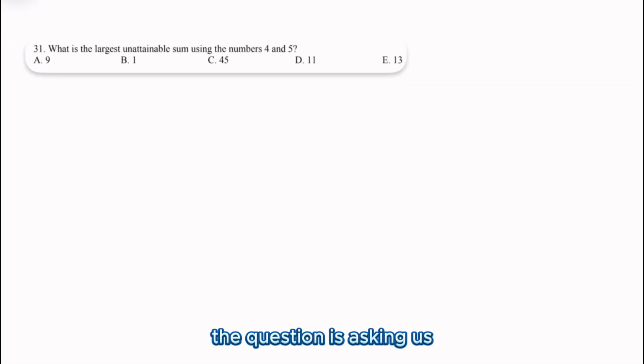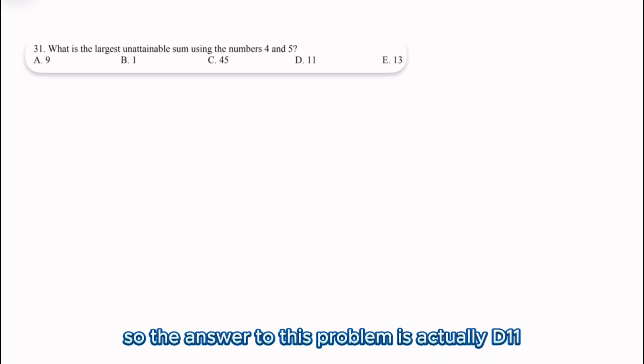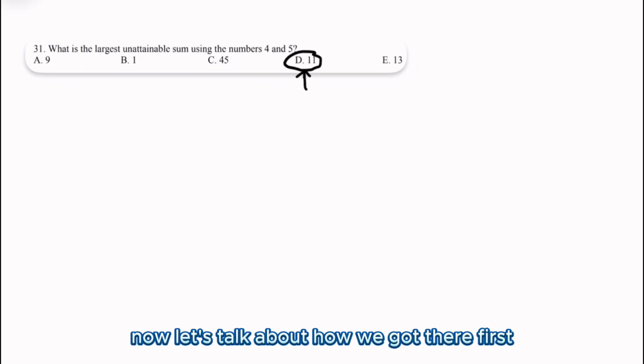The question is asking us, what is the largest unattainable sum using the numbers 4 and 5? Now usually I go over how you solve this problem and what the answer is, but this time we're going to go in reverse. So the answer to this problem is actually D, 11. Now, let's talk about how we got there.